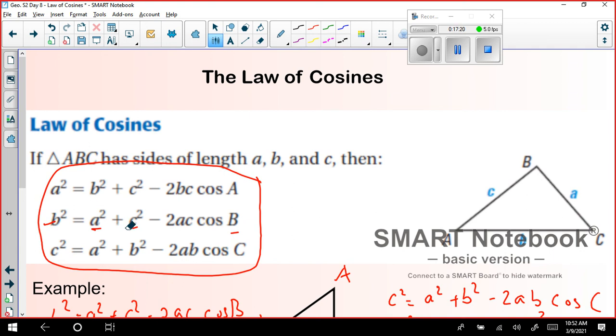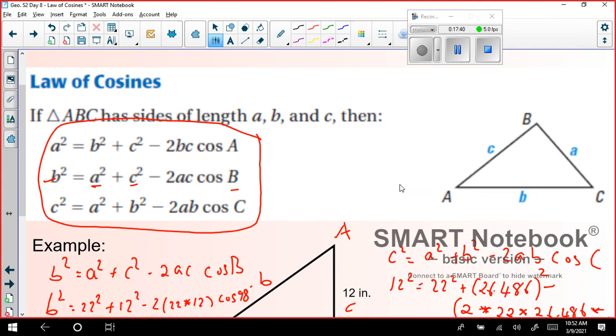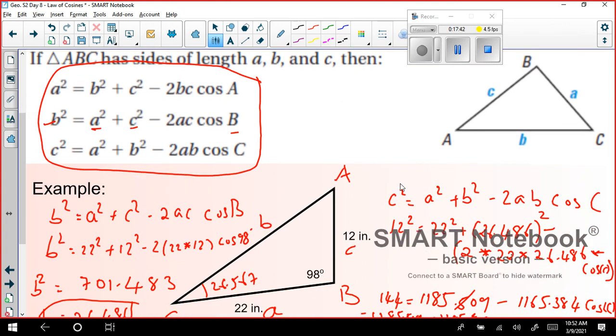Same way, b square equals a square plus c square minus 2ac cos B, and c square equals a square plus b square minus 2ab cos C, where capital A, B, C are the angles and small a, b, c are the opposite sides with respect to those angles. In this particular example, I'll show you a couple of examples.